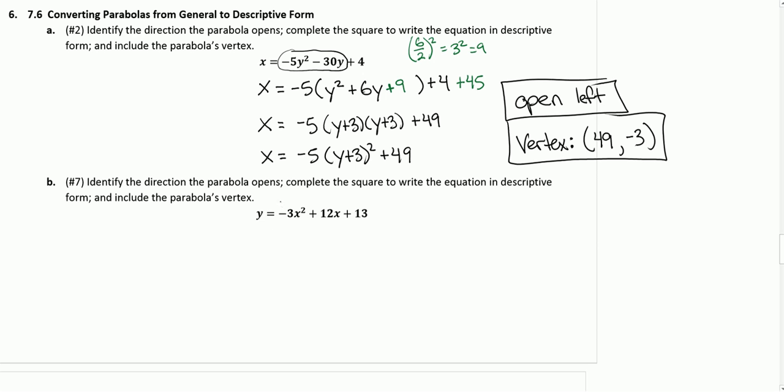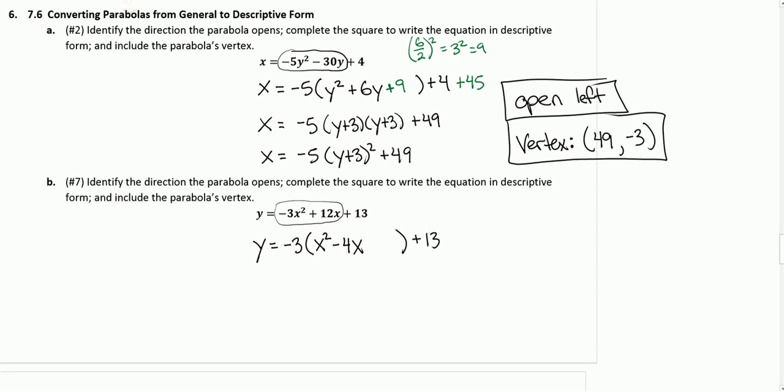So we start by looking at the negative 3x squared plus 12x. We make sure whatever's in front of x squared we factor out of that part. So we're left with x squared minus 4x, changing the sign, and leave a little space, plus 13. Okay, so that negative 3 we're only factoring out of the first two terms, not touching that 13.